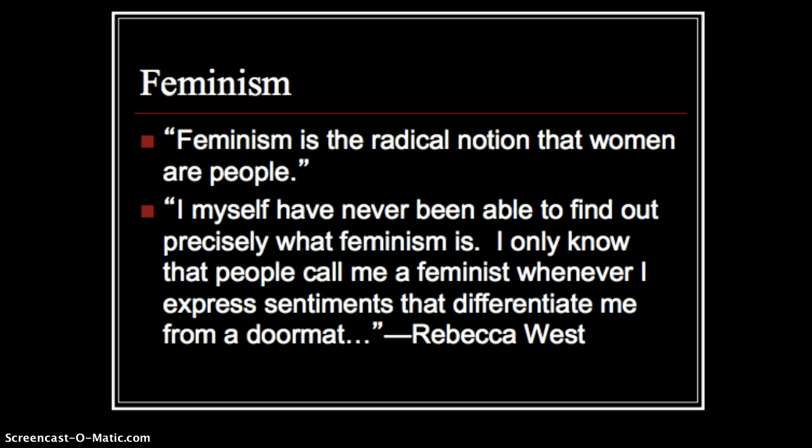I pulled a couple of quotes that I think are really important to think about in terms of what feminism really is. The first one says, "Feminism is the radical notion that women are people." And the second one says, "I myself have never been able to find out precisely what feminism is. I only know that people call me a feminist whenever I express sentiments that differentiate me from a doormat." These are from two different leaders in the women's rights movement, and I think that they are really important in terms of understanding and appreciating the point of feminism.